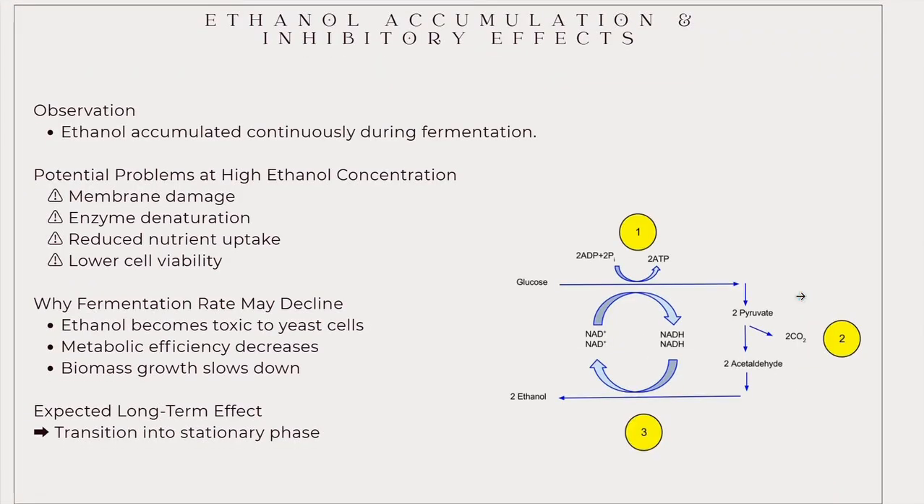While ethanol accumulated continuously in the fermentation broth, its inhibitory effect on microbial activity gradually became more significant. High ethanol concentration can disrupt cell membrane integrity, reduce membrane permeability control, denature intracellular enzymes, and interfere with nutrient transport mechanisms. As a result, yeast cell viability and metabolic efficiency gradually decrease, causing slower biomass formation and reduced fermentation rate during prolonged cultivation. Ethanol toxicity is therefore one of the major limiting factors in industrial fermentation processes because excessive ethanol accumulation can eventually inhibit further microbial growth and product formation.